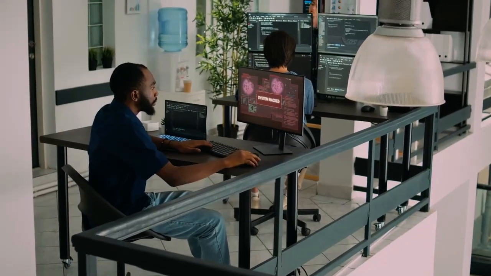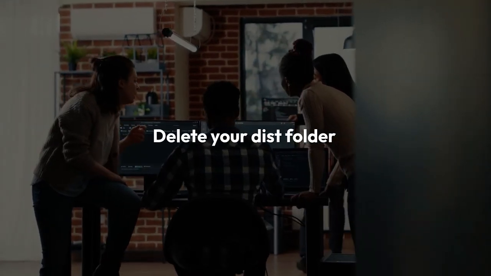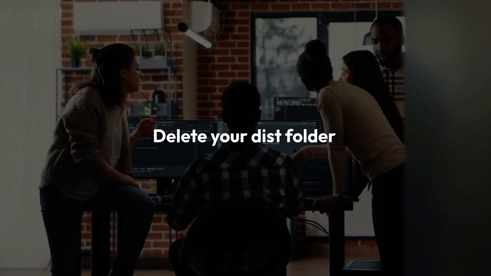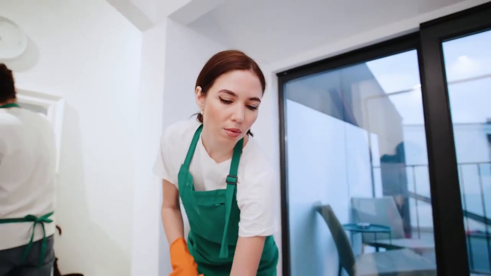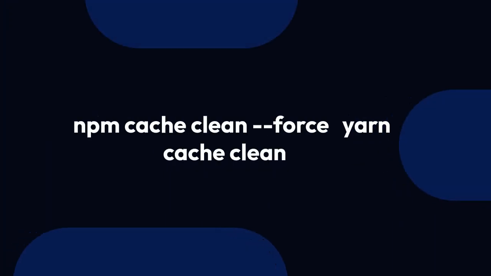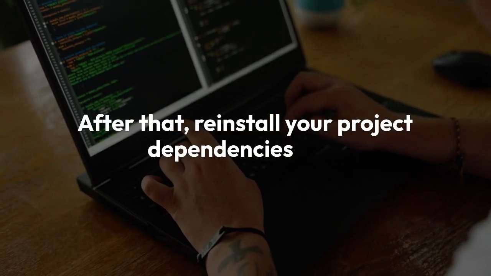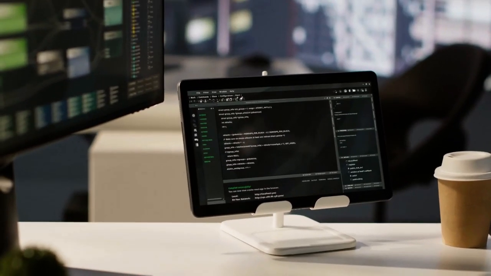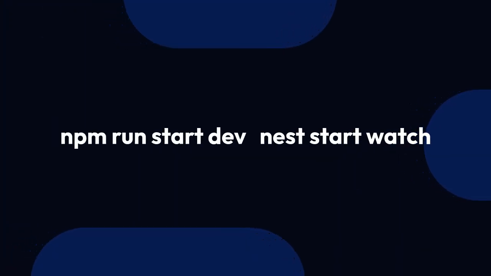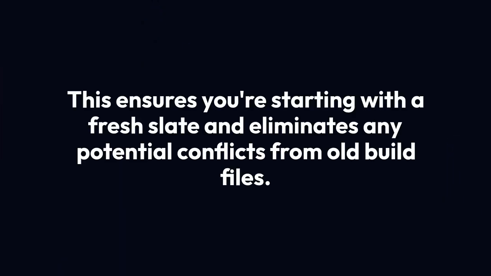Sometimes, build artifacts from previous compilations can cause weird issues. It's always a good practice to perform a clean rebuild. Start by deleting your dist folder, which contains your compiled output. Then, clear your npm or yarn cache by running npm cache clean --force or yarn cache clean. After that, reinstall your project dependencies with npm install or yarn install. Finally, try running your application again using npm run start:dev or nest start --watch. This ensures you're starting with a fresh slate and eliminates any potential conflicts from old build files.